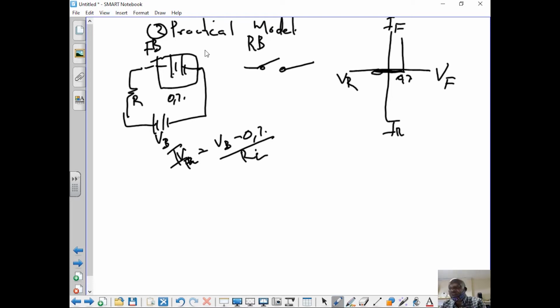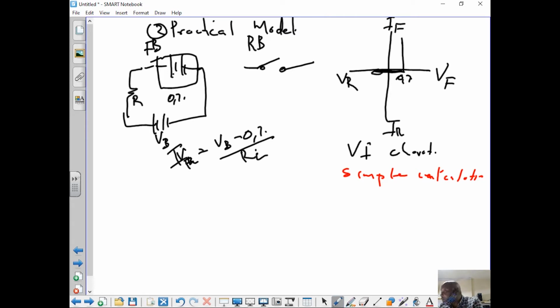Now I've just drawn the characteristics there. These are the VI characteristic of what model? Of a practical model, VI characteristic. Now where do we use this one? When we do simple calculation. What do I mean when I say simple calculations? You look at this circuit, you say, no, this diode is forward bias, therefore the voltage is 0.7. The voltage across R, VR, will be equal to VB minus 0.7. Now these are simple calculations.